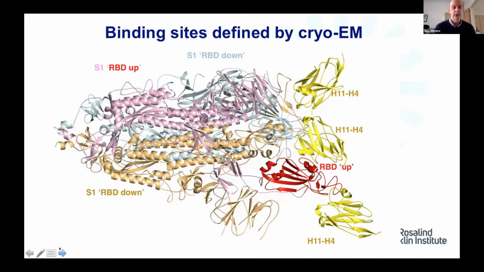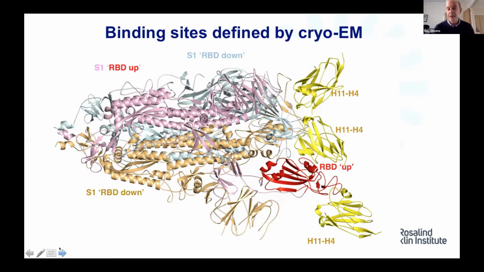In this case, it was 2 down, 1 up. So it also seems that interaction with nanobodies, and it may well be the same case with antibodies or FABs, they do lock the spike protein in a specific conformation, which otherwise would be quite dynamic.